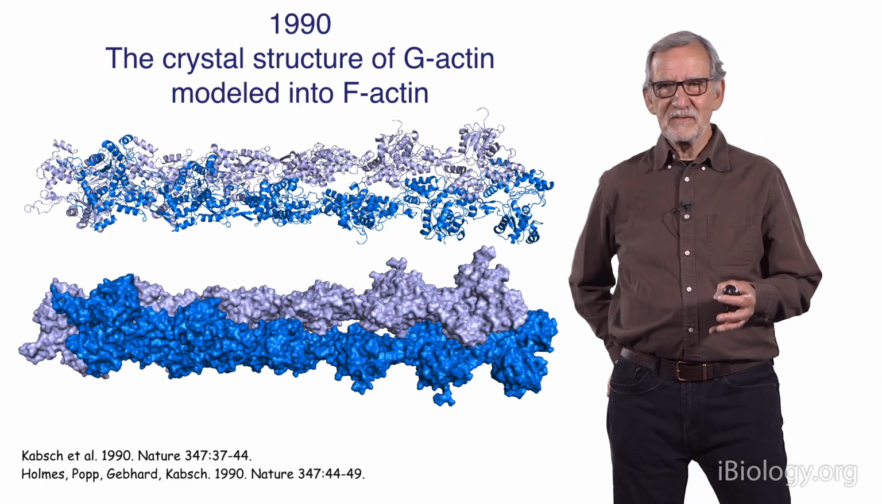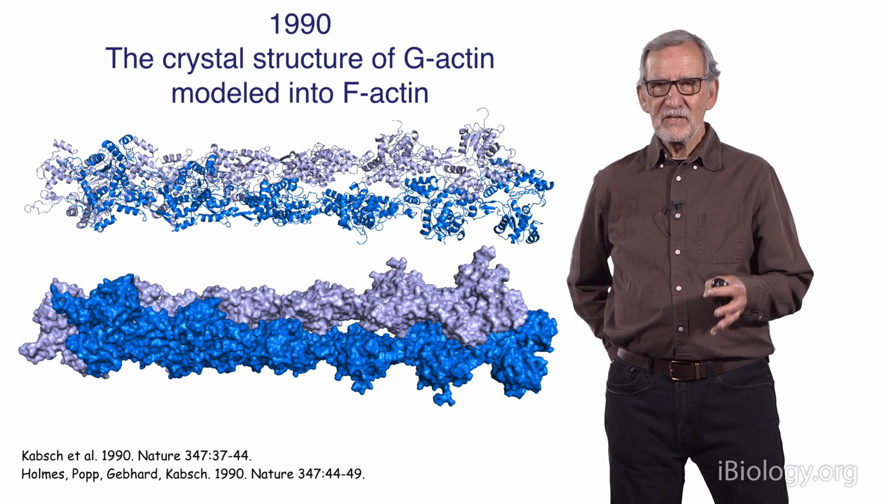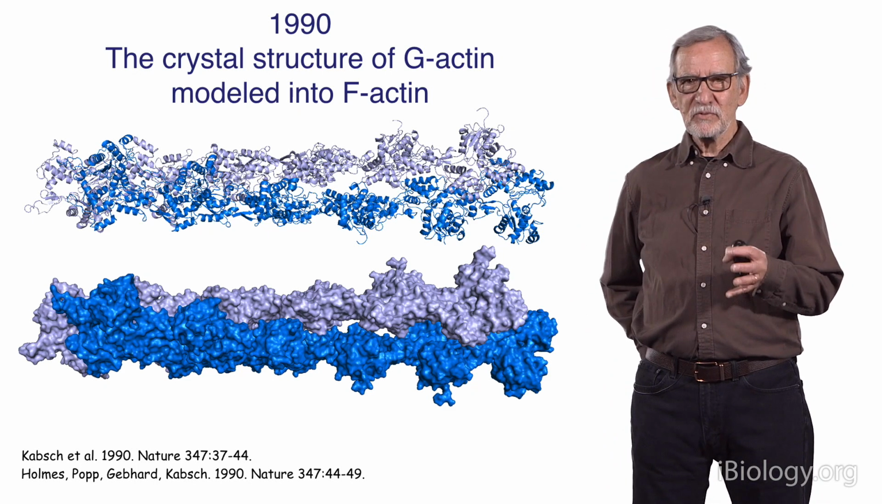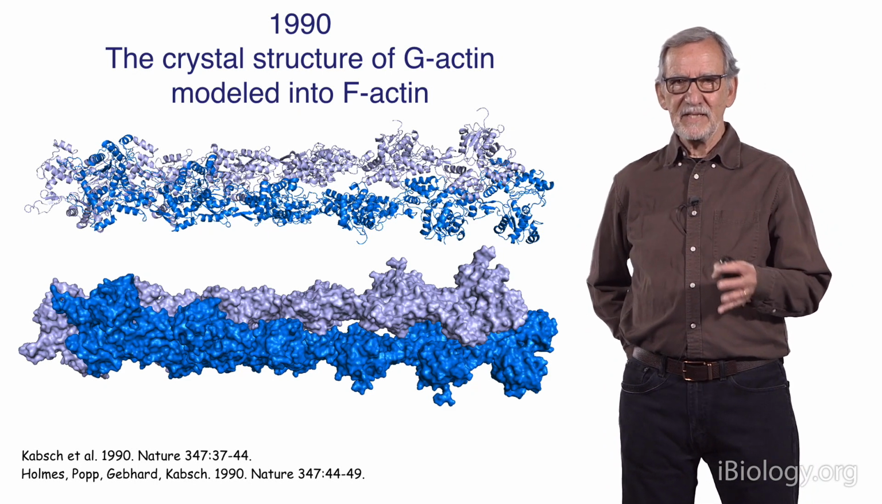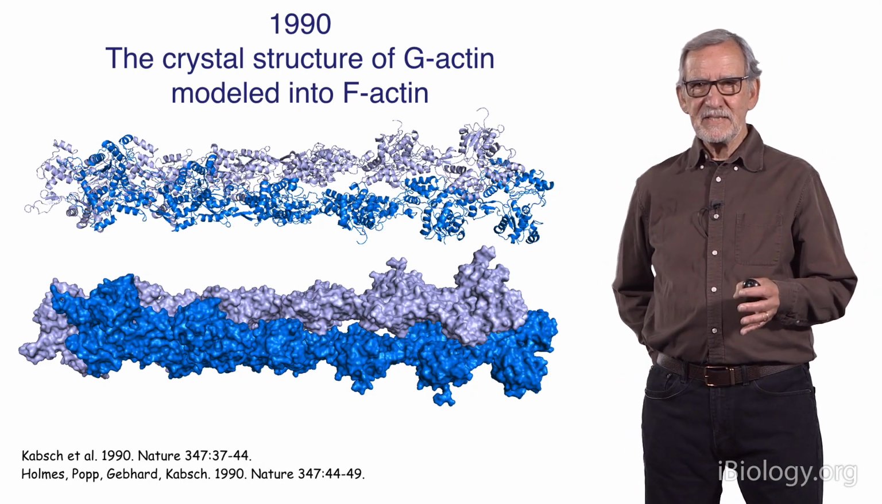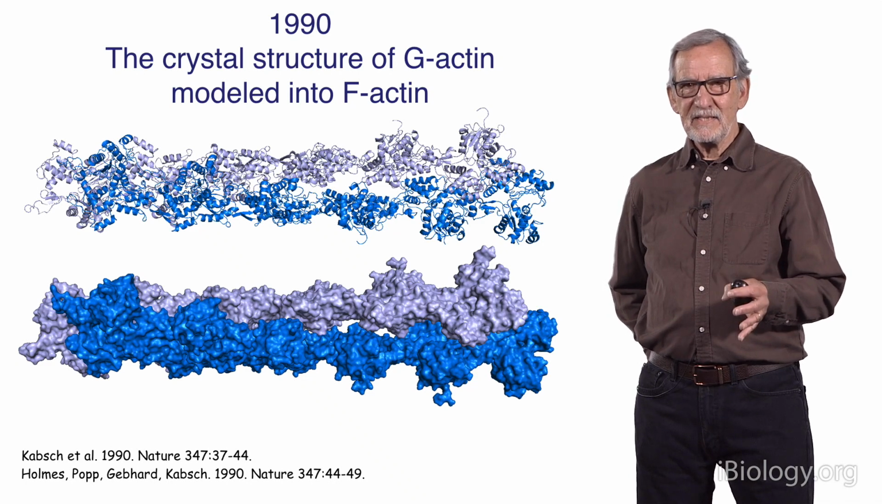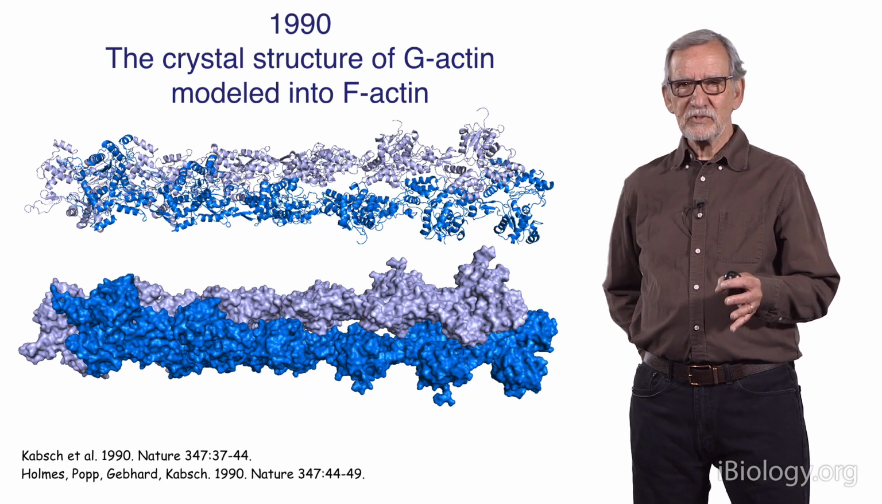Okay, so what about this other really important element that was missing? The crystal structures, the high-resolution crystal structures of the actin and the myosin proteins. Well, this finally came in the 1990s. And first, in 1990, came the crystal structure of actin.